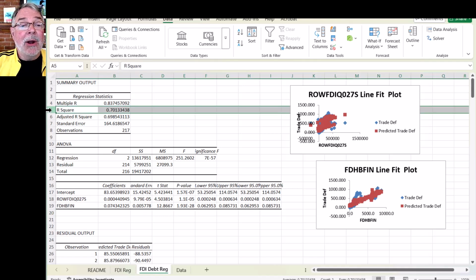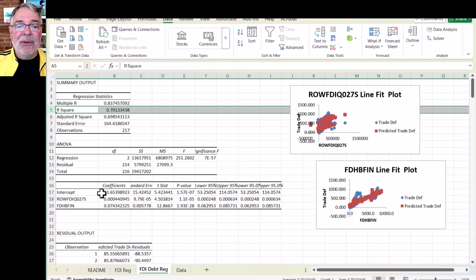Let's look at our R squareds here. Now remember, R squared is the amount of variation in the dependent variable that is explained by having this data in here, right? And so you're comparing, hey, what if we had no information about the trade deficit, we would just take the average. We would just figure out what the average is, and that would be your best guess as to what it was in any given observation.